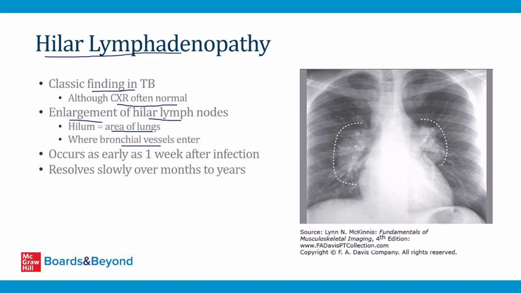And so if you look at this chest X-ray on the slide here, this is the trachea right here. It divides into the right and left main stem bronchi, and you've got these enlarged, sort of hazy, cloudy white structures here. These are the hilar lymph nodes. They're enlarged, they're very prominent. That's hilar lymphadenopathy, classic finding in tuberculosis, although not always present. This finding occurs as early as 1 week after infection, and then it will resolve slowly over months to years once the patient either clears or contains the infection.